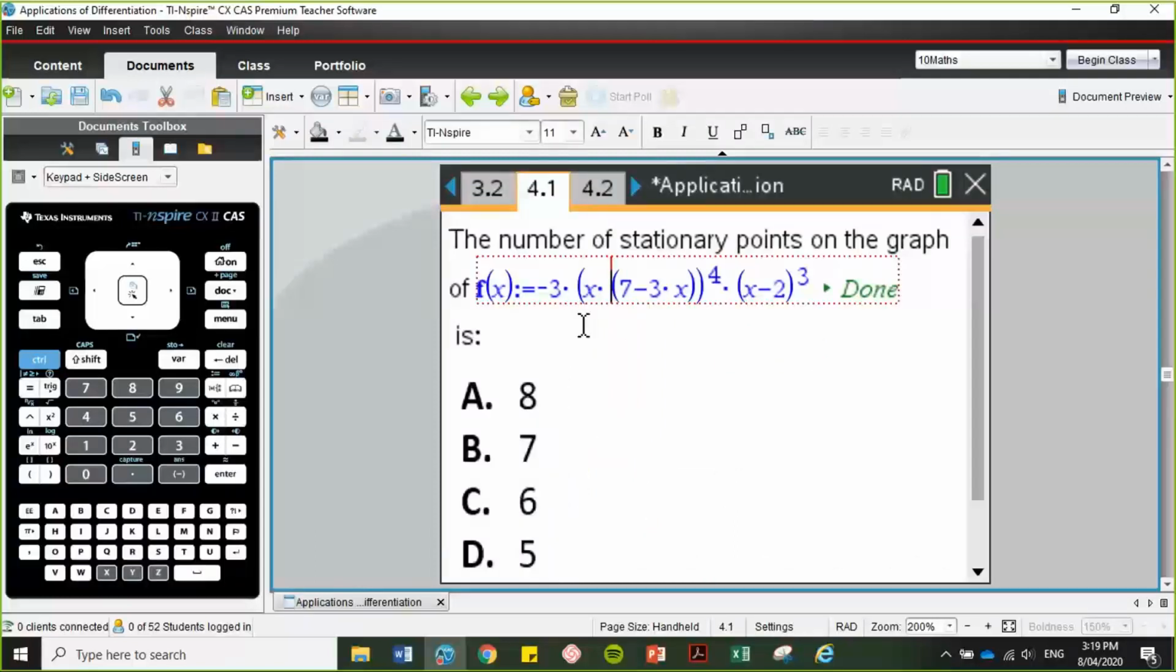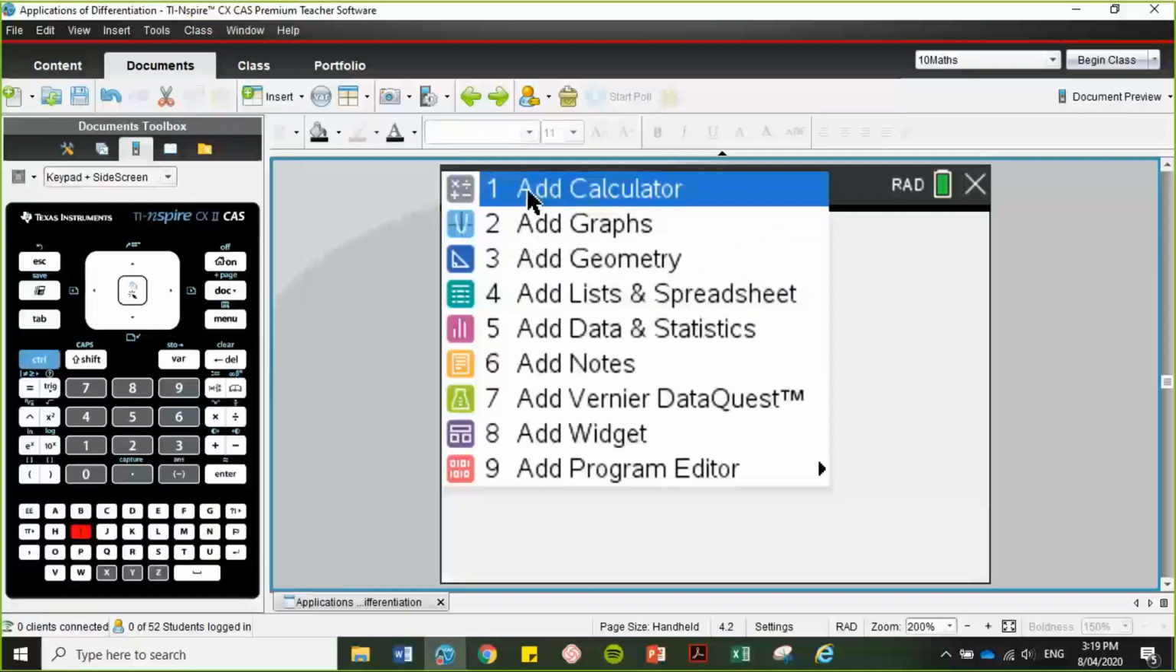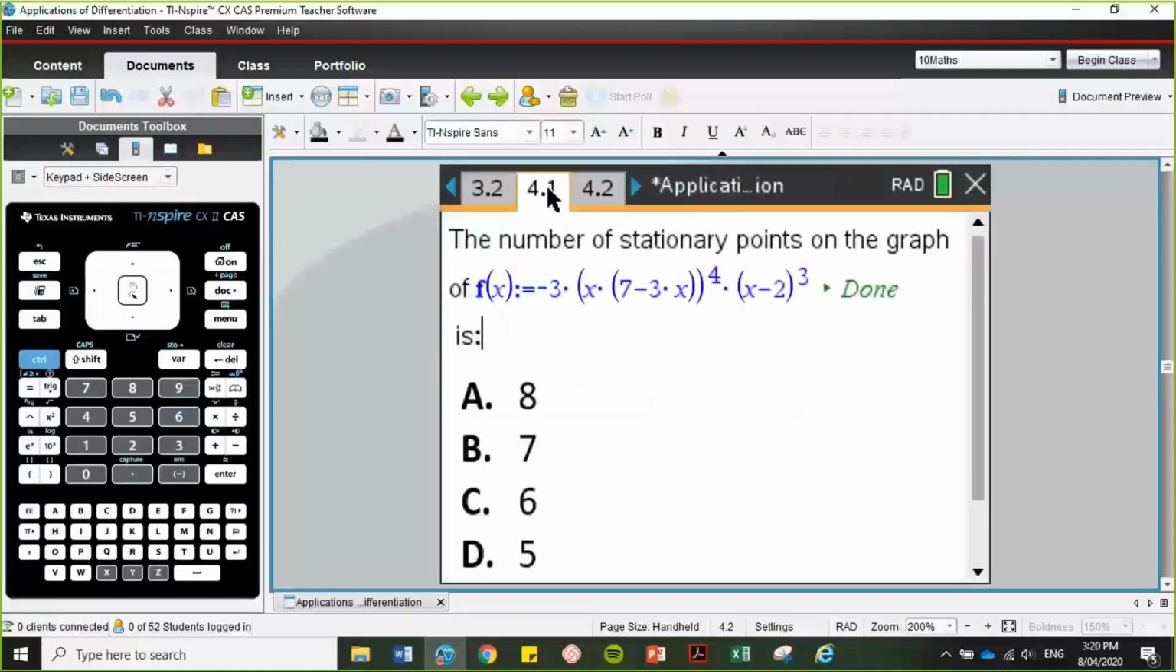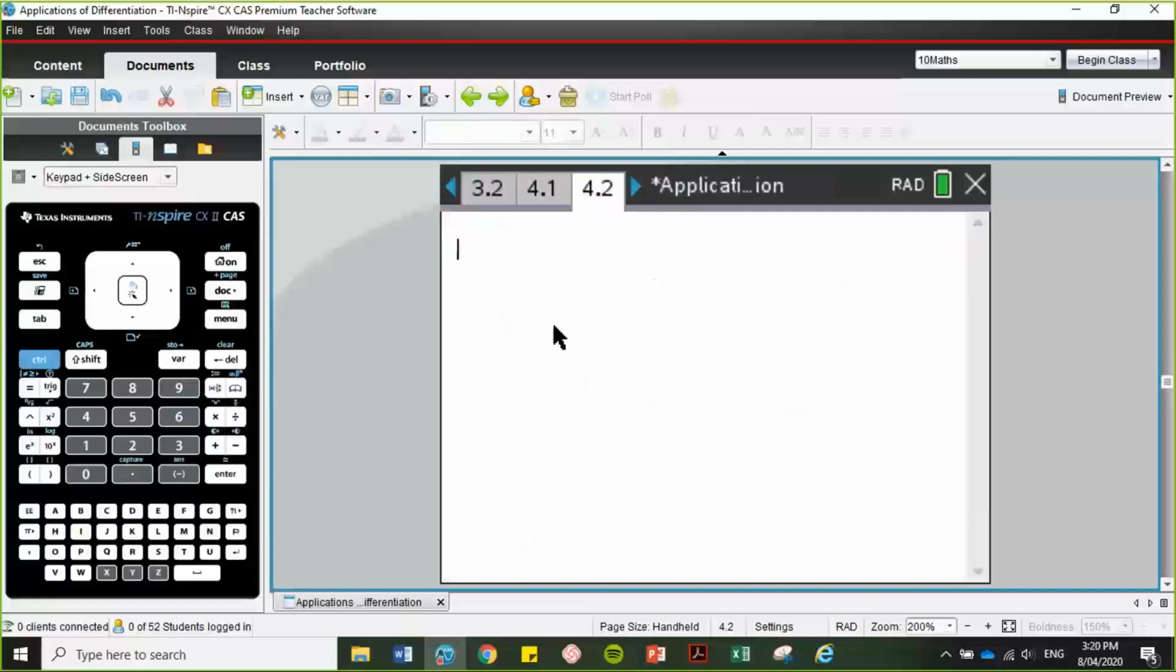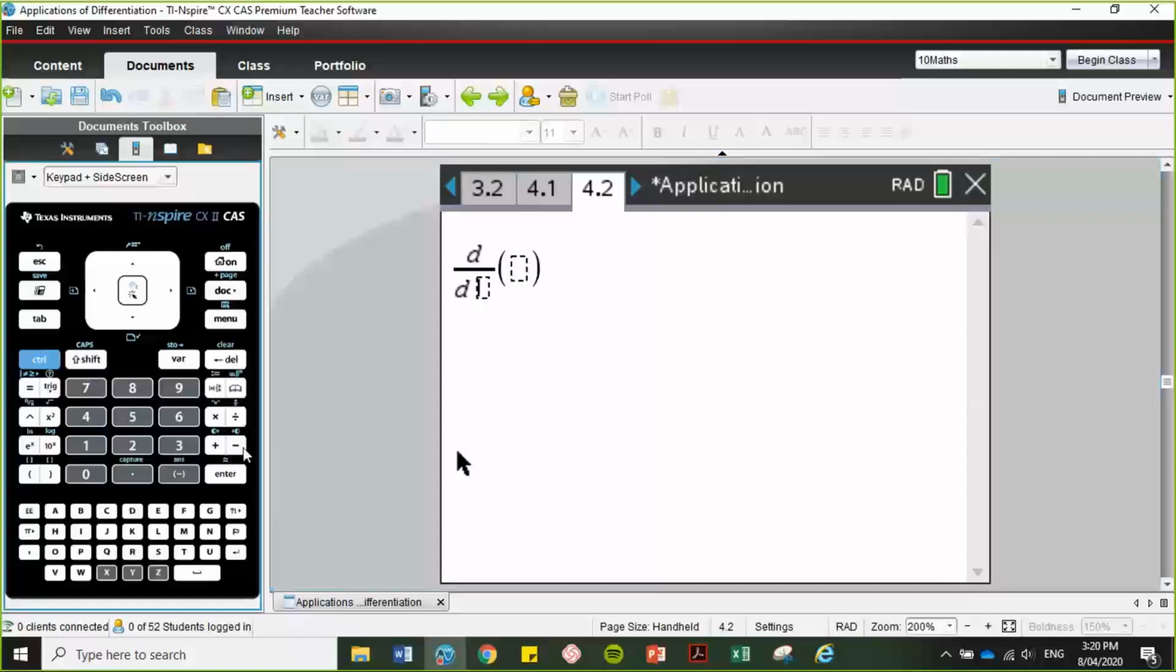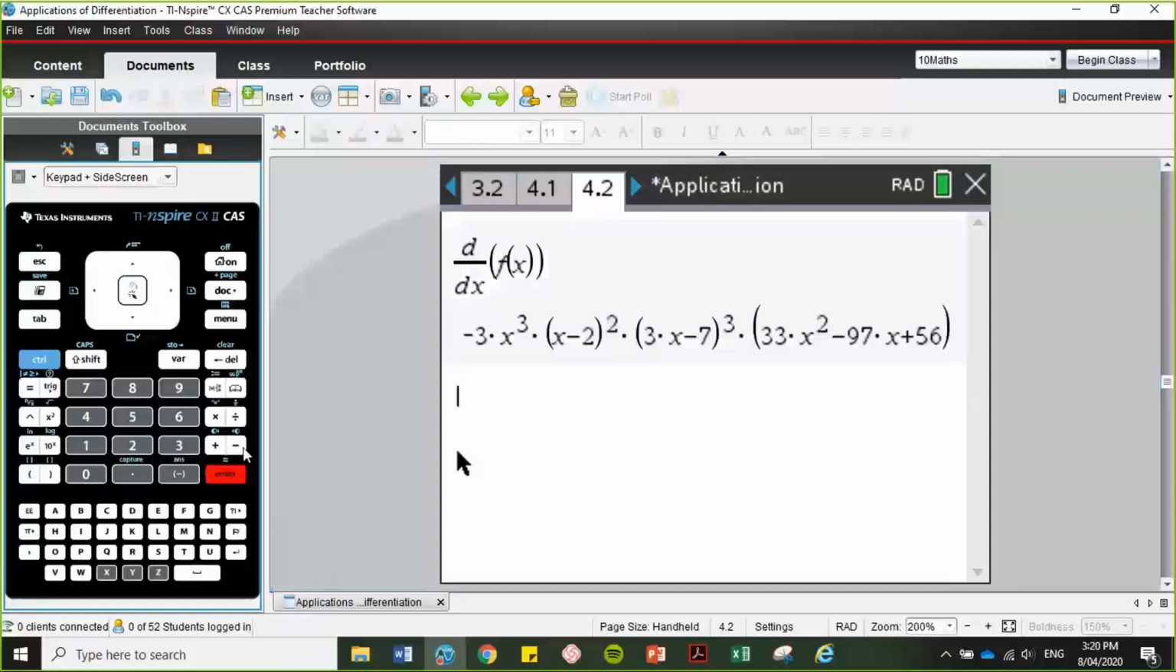But in terms of finding the number of stationary points, we don't need to use the graph to count them. We can do this in a few different ways. Given that we've already defined our function as f of x, the stationary points have a derivative of 0, so we could use the solve function to solve where our derivative is equal to 0. I'll show you how to do that. You might want to do your derivative separately if you want. There's our derivative function.